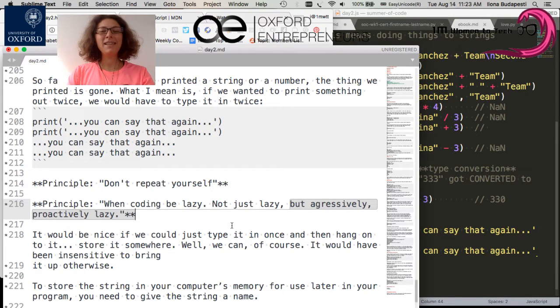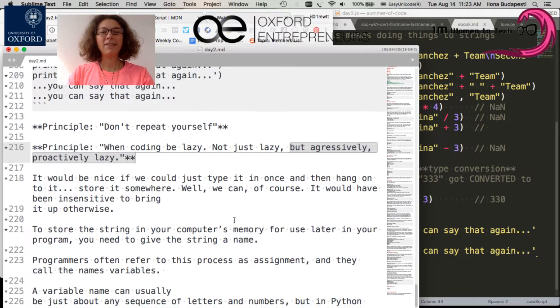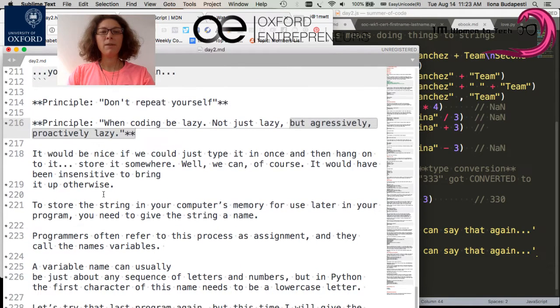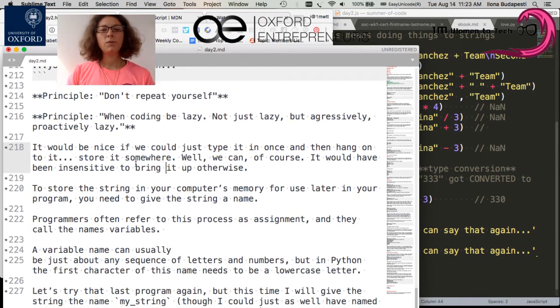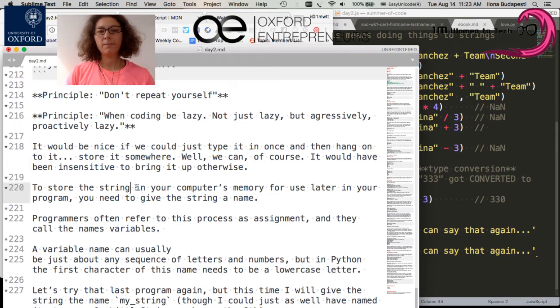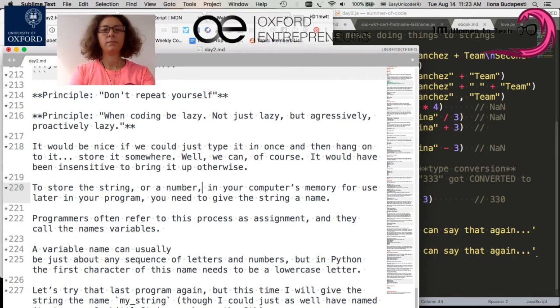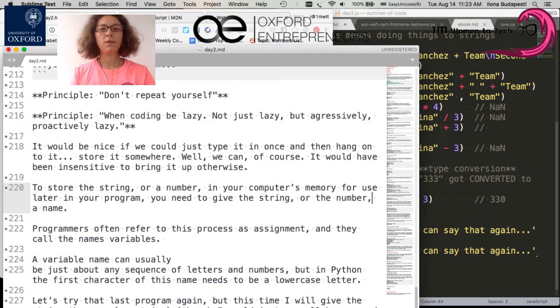It means it would be really nice if we could just type it once and hang on to it, to store it somewhere. Well, of course we can do this. So to store a string or a number in your computer's memory for use later in your program, you need to give the string or the number a name. It's not just strings, of course, any data type you can store.